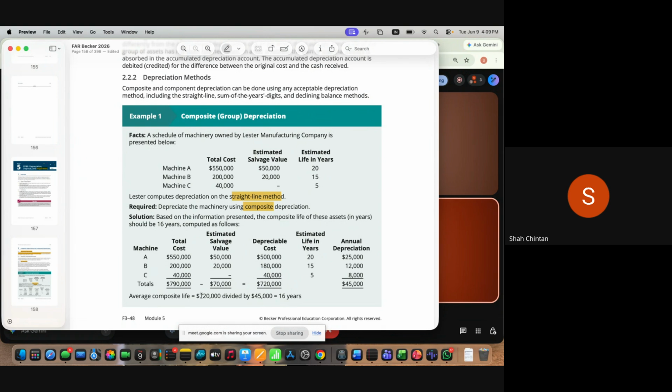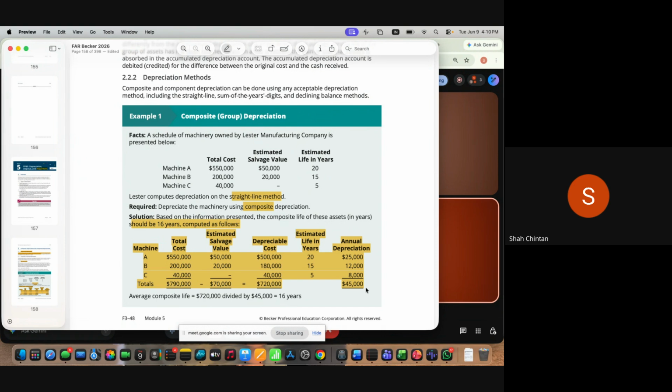You assume what the depreciable cost of your asset is. So what is the depreciable cost? It's cost minus salvage value. So for asset A, it's 550 minus 50, which comes to 5 lakh. For asset B, 2 lakh minus 20,000, 180. For asset C, 40,000 minus 0, it's 40,000. So 7 lakh 20,000 is going to be your total depreciable cost. Now, if you depreciate them separately, what will be the annual depreciation? It will be 45,000. So I can say that table number one, which is prepared here, is a component depreciation calculation.